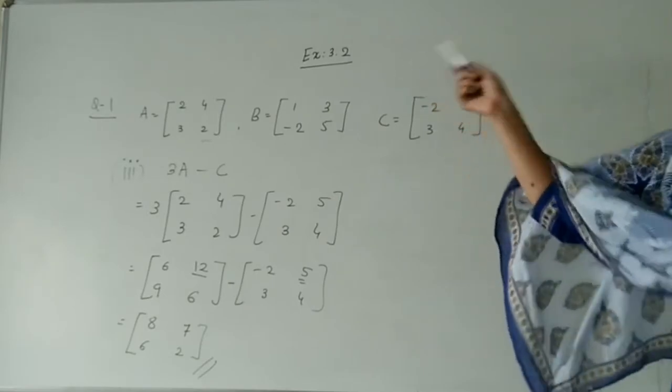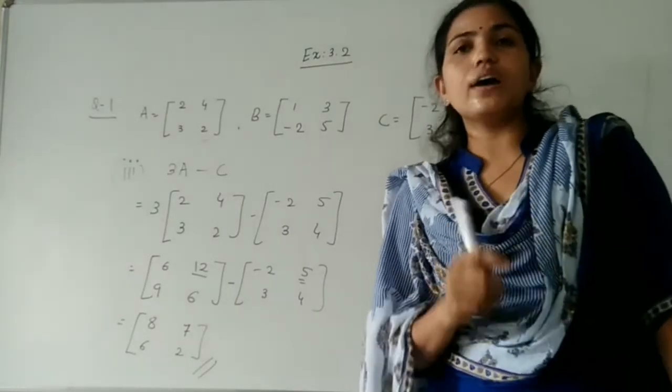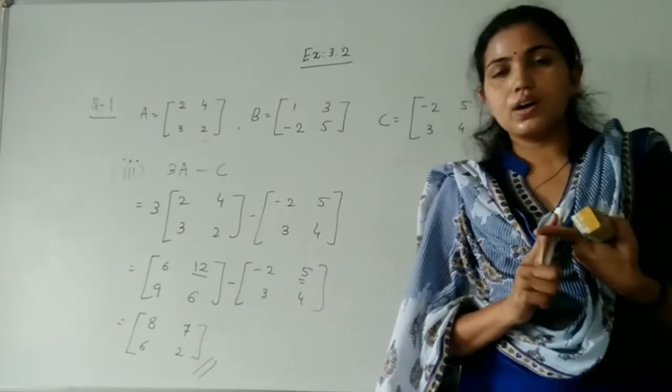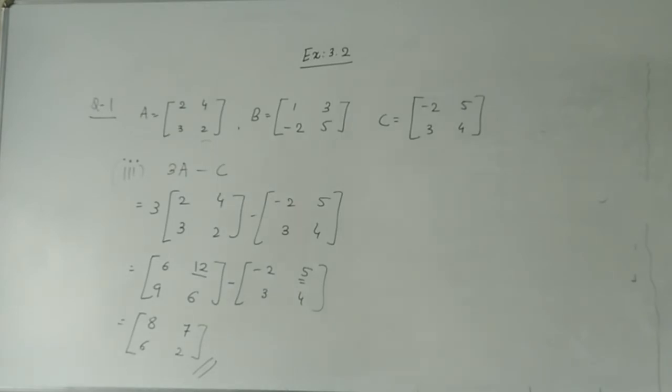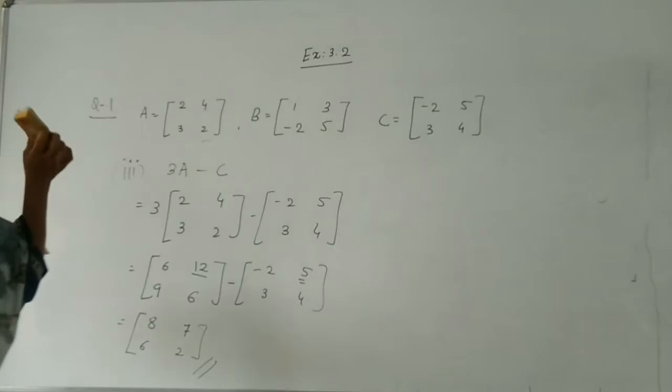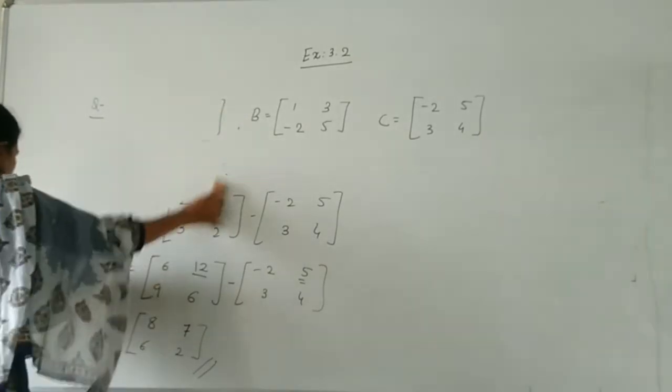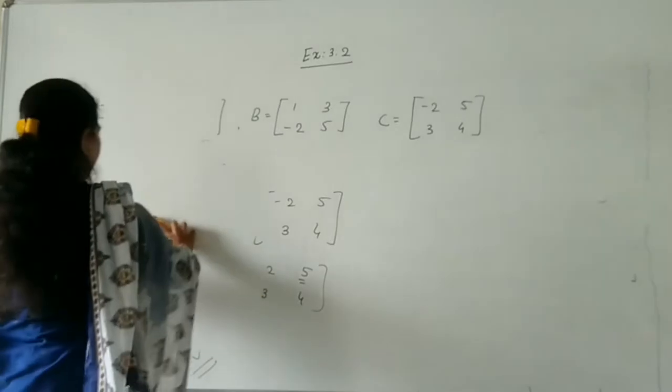First equation, A, B, C is given to you and you have to find out A plus B, then A minus B, then 3A minus C, then A into B and then B into A. So this is question number 1 we have seen. Now let me see the next question of this exercise, that is question number 2. Question number 2 is compute the following. In that you have addition given to you. So we are not going to solve each and every question. We will solve a few questions only.